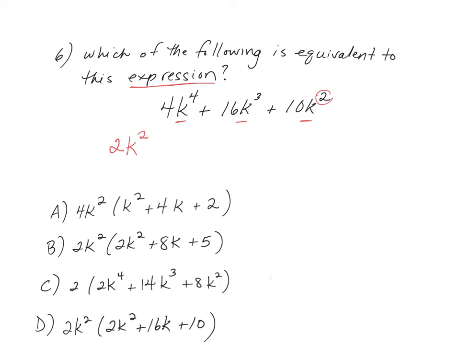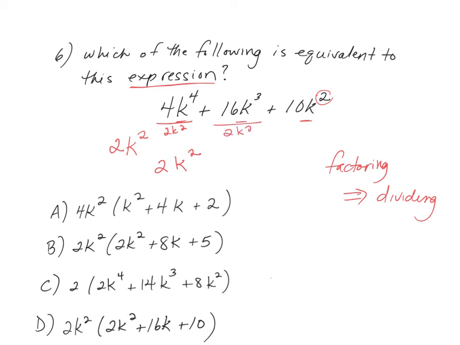And when we're factoring, what we're doing essentially is dividing. So I'm going to divide 4k to the 4th by 2k squared, and I'm going to get 2k to the 2nd, because when we divide, we subtract the exponents if the variables are the same.